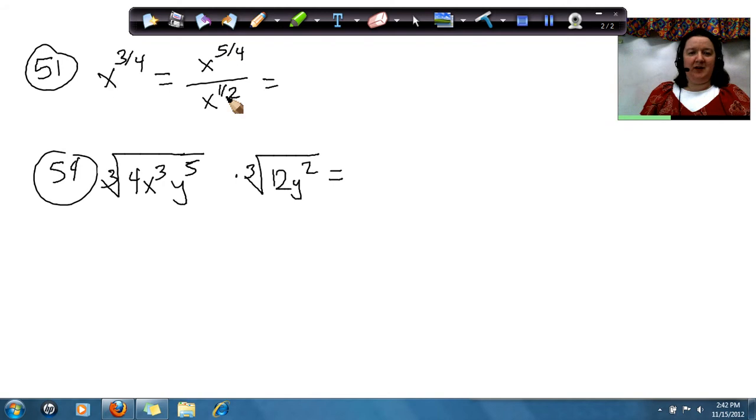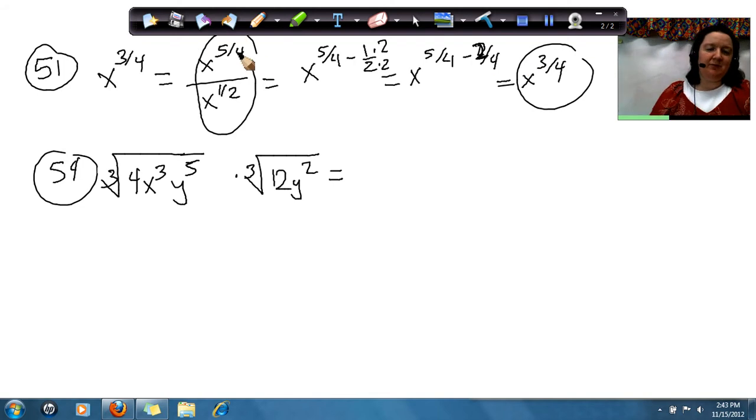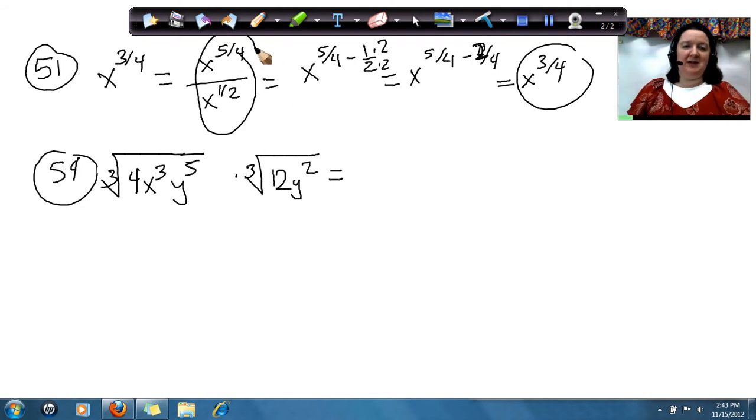So when I do the quotient, that means I'm going to subtract the exponents. So 5/4 minus 1/2. And I need to find a common denominator, so I'm going to multiply those by 2. So now I have x to the 5/4 minus 2/4. And that gives me 3/4. That's going to give me x to the 3/4, which is what I was looking for. So these two numbers would give us a quotient that's equal to what we're trying to find.